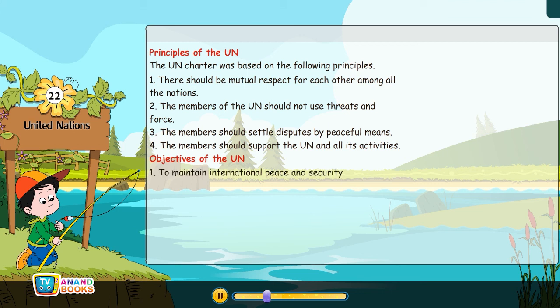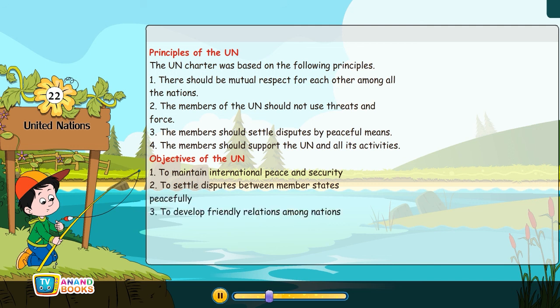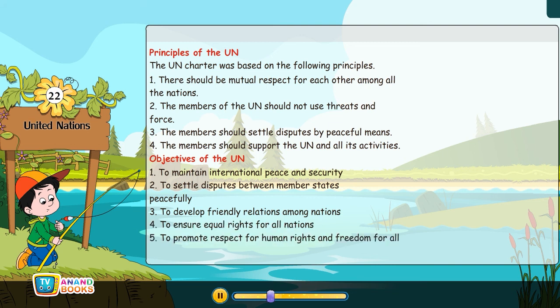Objective of the UN: to maintain international peace and security, to settle disputes between member states peacefully, to develop friendly relations among nations, to ensure equal rights for all nations, to promote respect for human rights and freedom for all, to solve economic, social and cultural problems amicably.